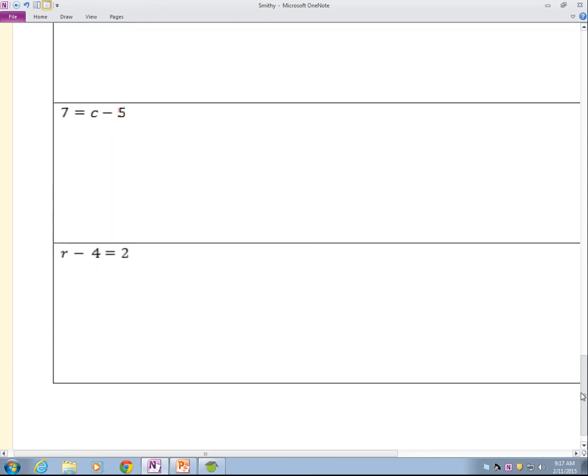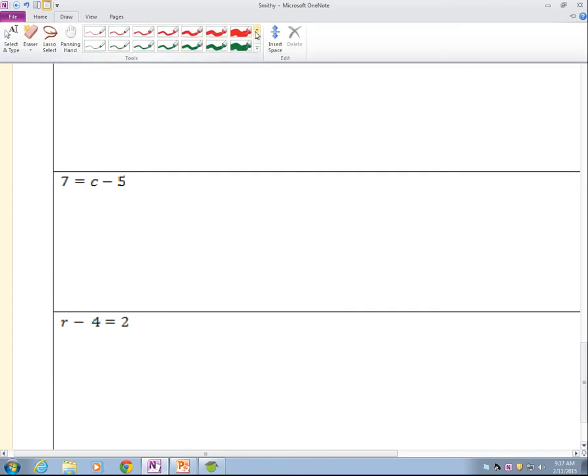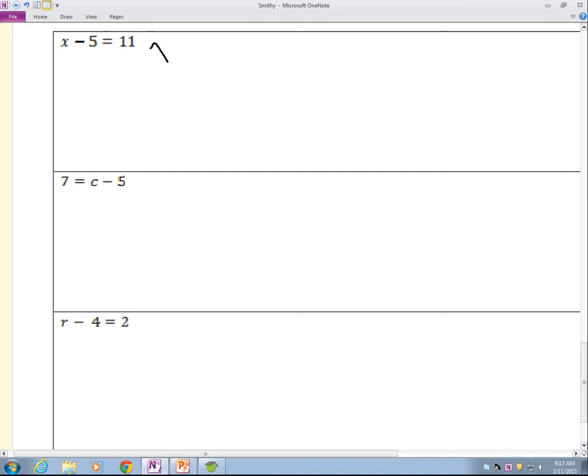There we go. Now let's try it with some subtraction. So we have x minus 5 equals 11. Now, if you look in your notes on the other side of the page, you might already know it, but what does it say is the inverse of subtraction? It says addition is the inverse.